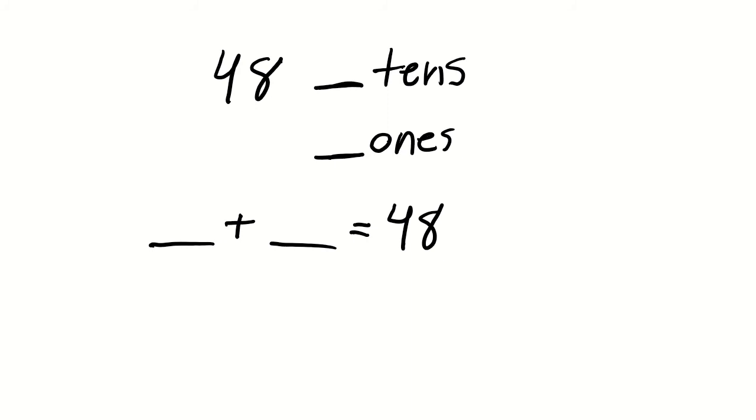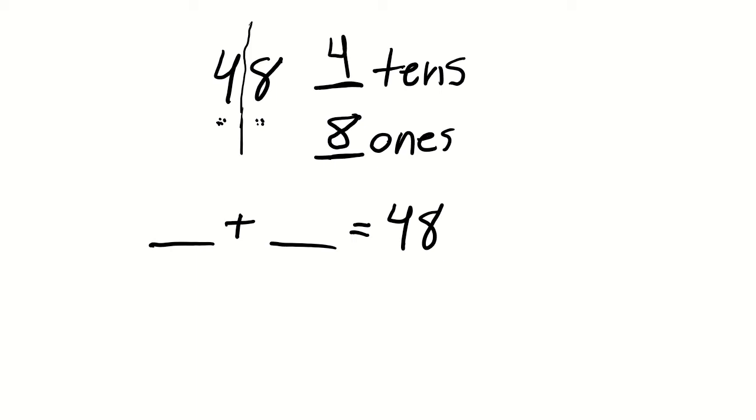Okay, so as we know before, when we split a number down, this side is the ones. This side with the 4 is the tens. So how many ones and tens do we have? Well, since 8 is in the 1 spot, there's 8 ones. And since 4 is in the 10 spot, there are 4 tens.